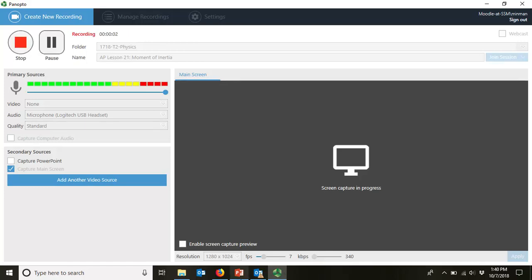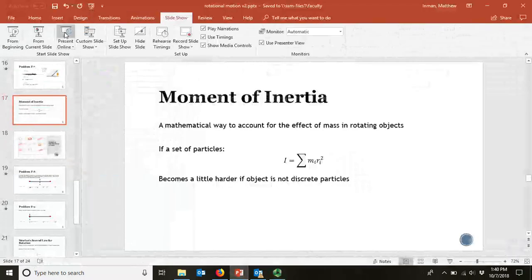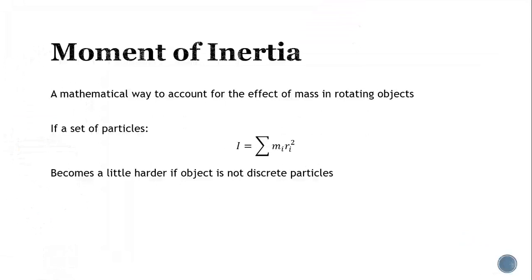Alright, so in this lesson we're going to start looking at the idea of moment of inertia and what this actually tells us about rotating objects.